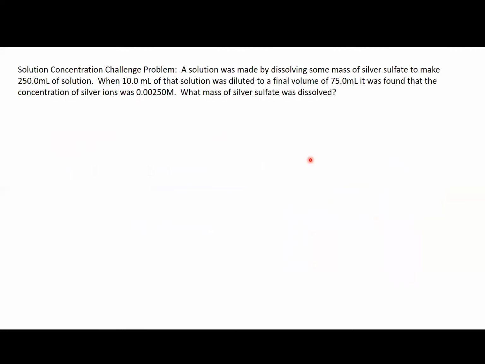So here's the challenge problem. And this is very much like what you might do in a lab. We made some solution by dissolving a little bit of silver sulfate and enough water to make 250 mils of solution. 10 mils of that solution was diluted to a final volume of 75. And it was found that the concentration of silver ions in that solution was 0.00250 molar. So what mass of silver sulfate was dissolved?